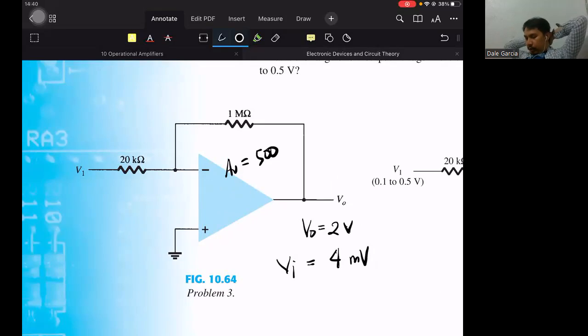Okay. So 1 mega divided by 20 is 500. If the output is 2 volts, so it's just 2 divided by 500 to get the input of 400 volts.